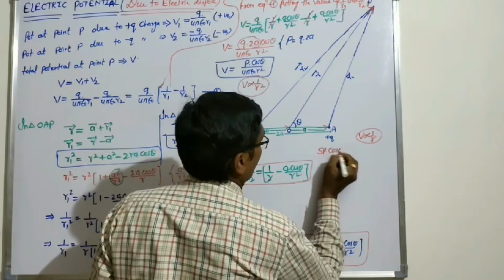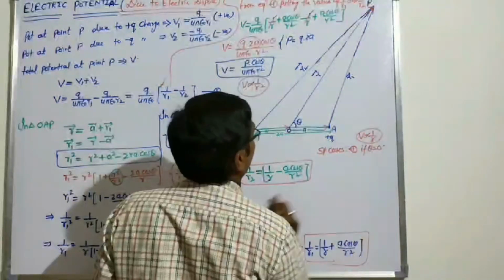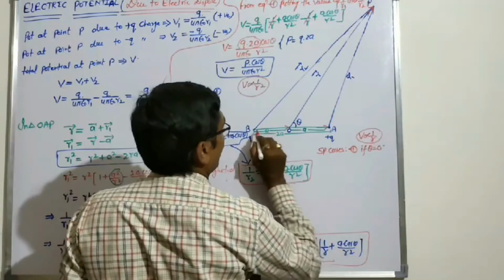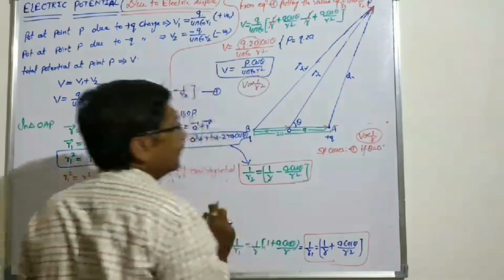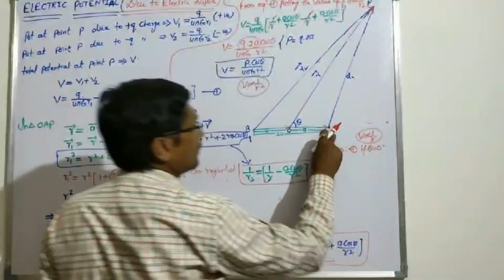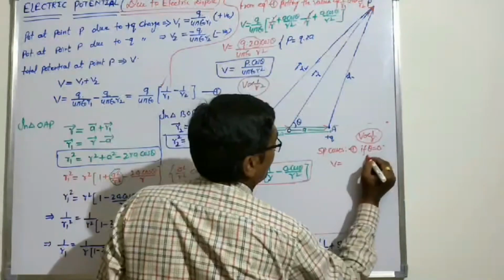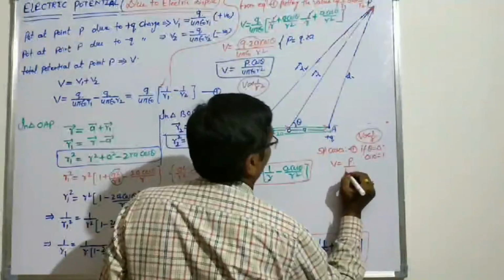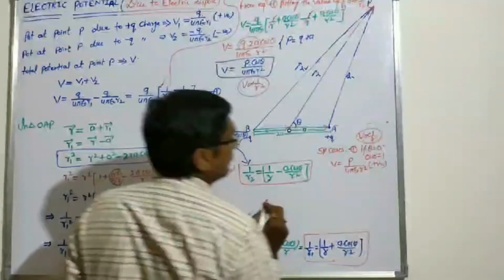Special cases. Case number 1: if theta equals 0 degree. That means the point is situated here, the angle formed is 0 degree, that's why theta is 0, and the observation point is towards the positive charge. So cos 0 equals 1, so potential V equals P upon 4 pi epsilon naught R square, it is positive.